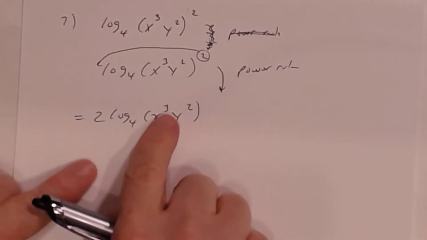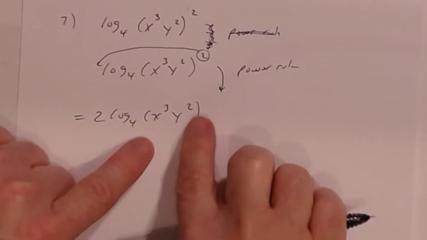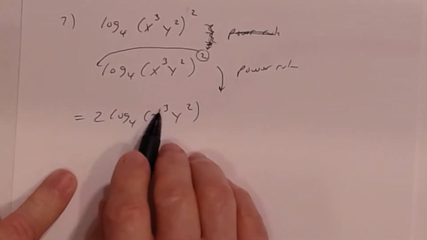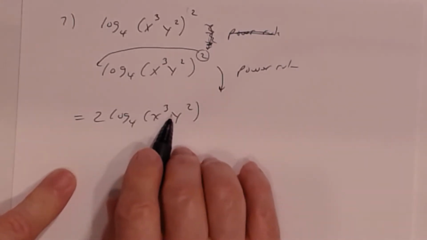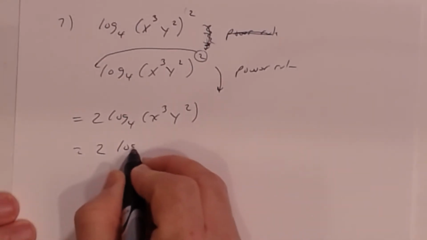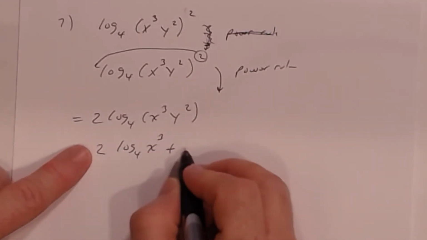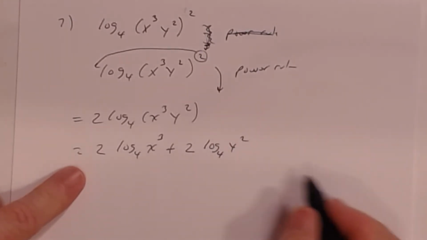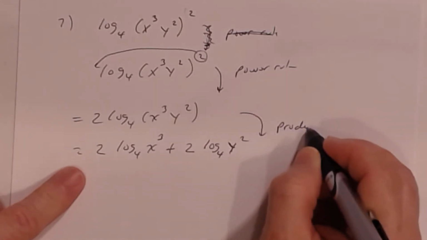And just like we talked about before, can you pull this 3 out in front and this 2 out in front? The answer is no, because the only way you can take this 3 and pull it out in front is if this y was being raised to the third power, but it's not. So what we do now is use the product rule. So this becomes 2 log base 4 of x cubed plus, don't forget, it's still a 2 log base 4 of y squared. Okay? So to go from here to here, I used the product rule.